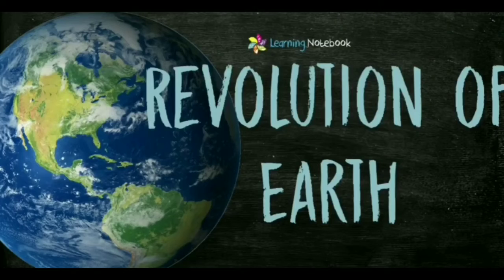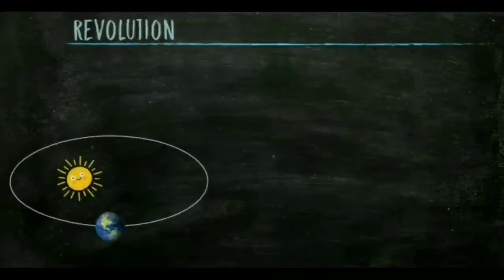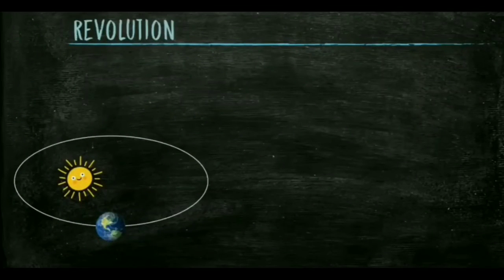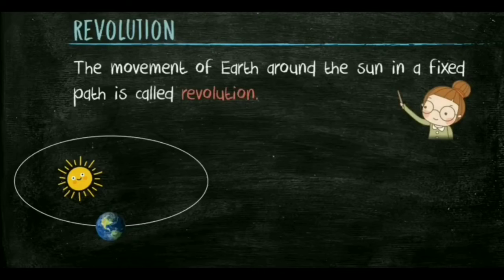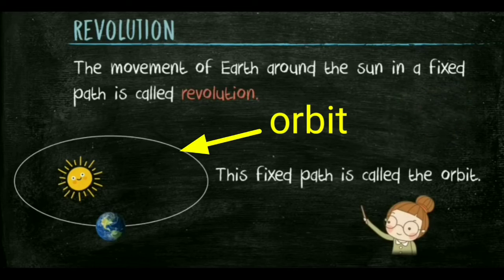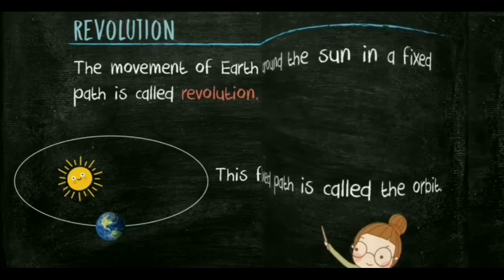Now let's see the revolution of the earth. The movement of earth around the sun in a fixed path is called as revolution. This fixed path is also called as the orbit. You can see the orbit in the picture.